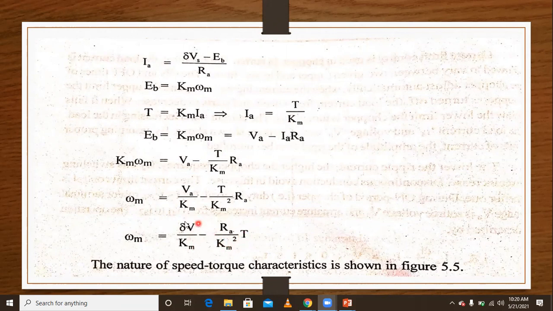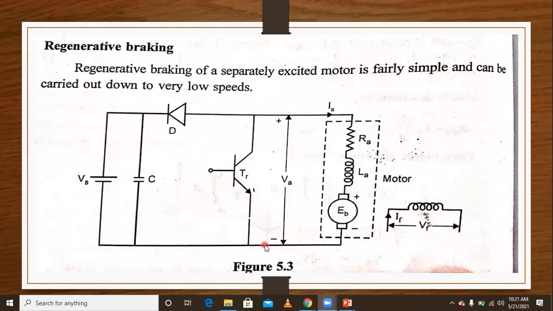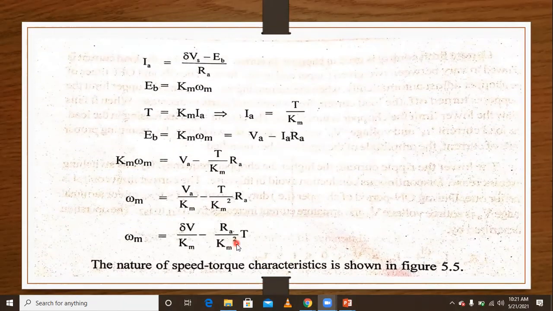So this is the expression relating speed, torque and duty cycle of the separately excited DC motor under chopper control: omega m is equal to delta V divided by Km minus RA divided by Km square into T. The nature of these speed torque characteristics I will show later in a figure, and you can easily understand these characteristics. This is about the motoring mode, the motoring applications of the separately excited DC motor.